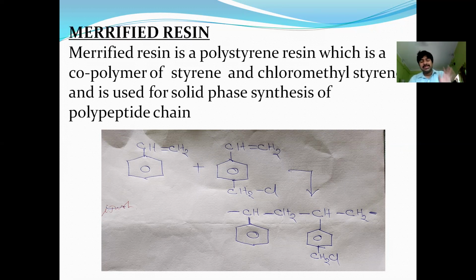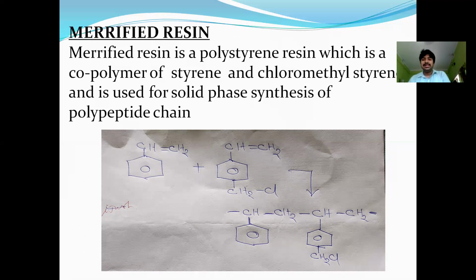পলিমার, styrene এবং chloromethyl styrene এর মিক্সচারের পলিমার। এবং এটা কি কাজে ব্যবহার করা হয়? অ্যামাইনো অ্যাসিড পেপটাইড solid phase peptide synthesis এ ব্যবহার করা হয়। So Merrifield resin is a polystyrene resin. It is the polymer of styrene and chloromethyl styrene and is used in solid phase synthesis of peptide.